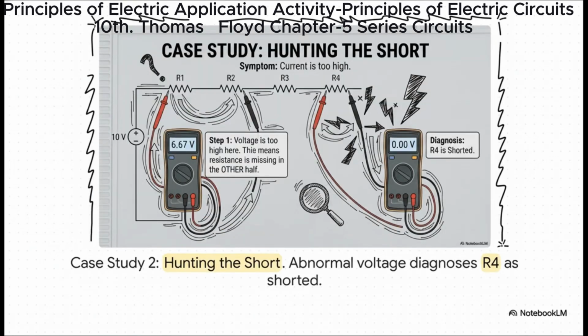All right, case study number 2. This time, we look at our power supply and see the current is way too high. We suspect a short. We half-split again. Right after R2, we take our first measurement and we get 6.67 volts. Now hold on. In a healthy circuit, we'd expect 5 volts here. Why is it so high? Well, if the total resistance of the circuit is too low, the good resistors in the first half drop a larger share of the voltage. This high reading is actually a clue telling us the problem is not in the first half, it's in the second half. So we measure across R4, and we get 0.00 volts. Diagnosis: R4 is shorted. Perfect.